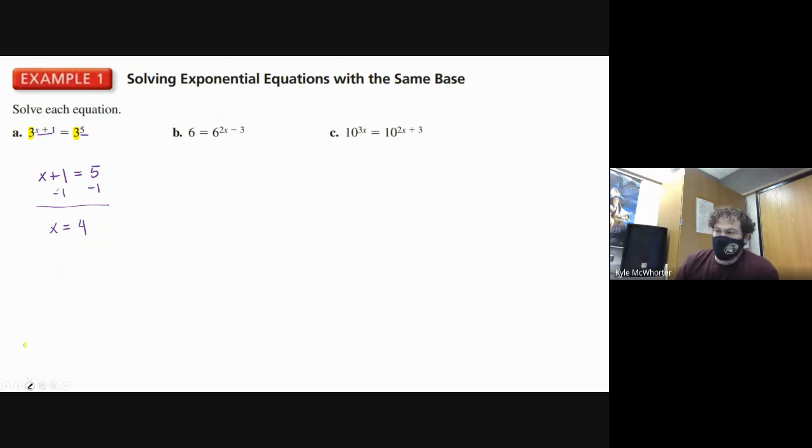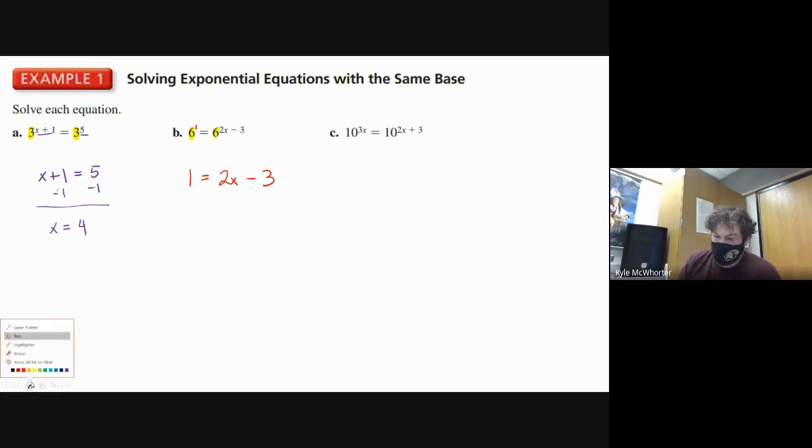Okay, then our next equation, we've got 6 to the 2x minus 3 equals 6. And you might say, well, hey, there's no exponent on the left side. But if you think about it, 6 to the first power is 6, right? So there's an invisible power of 1. So then what we say is, all right, the bases are the same, so the exponents have to be equal. So 1 has to equal 2x minus 3. So then it's just a regular little dude we're going to solve.